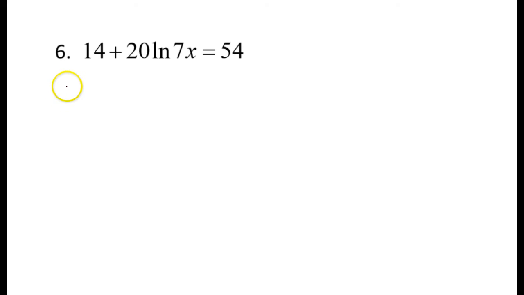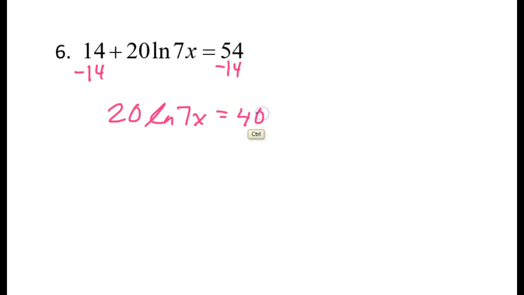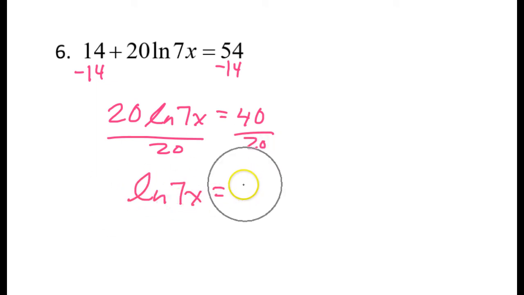For number 6, we have to do a couple Algebra 1 steps first. Subtract 14 from both sides. So this is going to give me 20 natural log 7x is equal to 40. Divide both sides by 20. So that'll give me natural log 7x is equal to 2. So that's the end of our Algebra 1 steps.